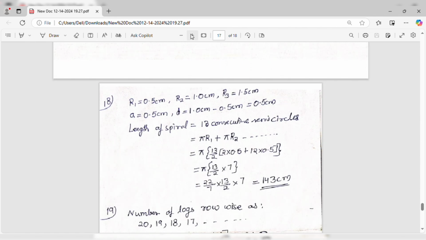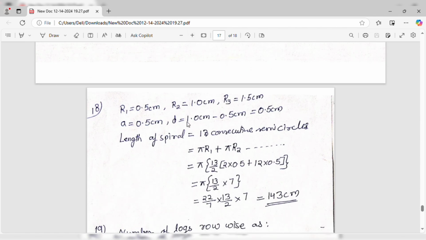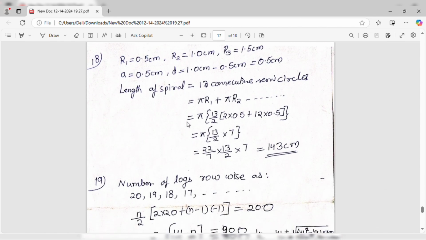Question number 18. A spiral is made of successive semicircles with centers alternately at A and B, starting with center A, of radii 0.5 cm, 1 cm, 1.5 cm, 2 cm as shown in the figure. What is the total length of the spiral made for 13 consecutive semicircles? So n is 13 here because we are given 13 semicircles.